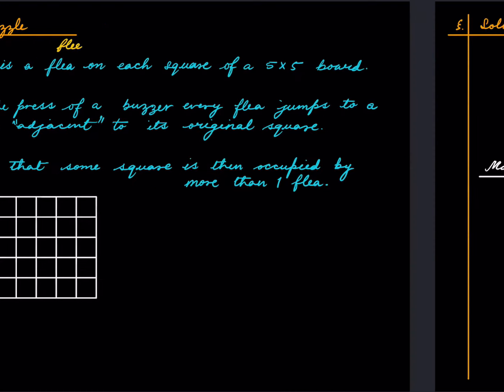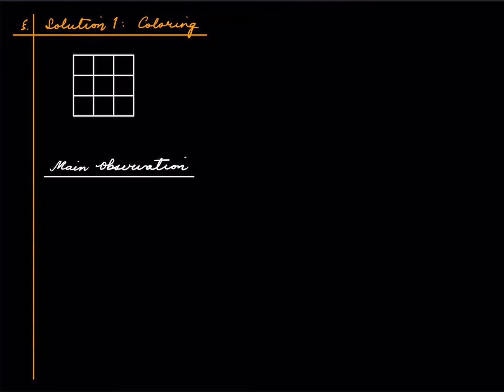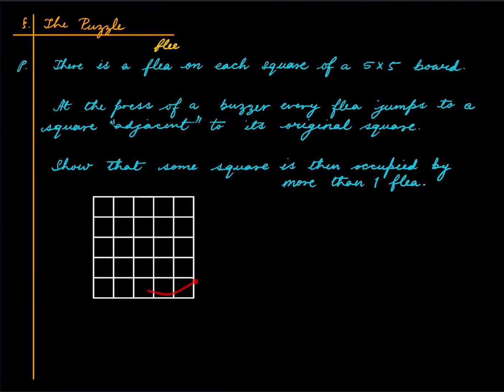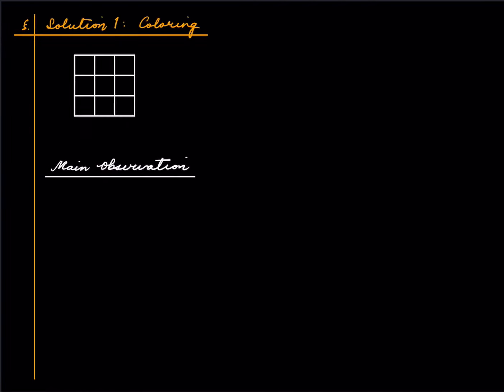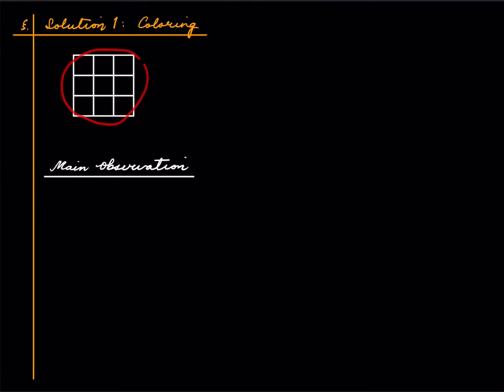All right, so for the first solution, which I really like, it's an amazing one-shot idea. Let me explain the solution for a 3x3 grid. This was a 5x5 grid, but it doesn't matter. We can appreciate the main idea in a 3x3 grid. There is a flea on every square, and at the press of a buzzer, each of them jumps to an adjacent square, and we want to show that at the end, there will be at least one square which will be over-occupied. So here is the main idea.